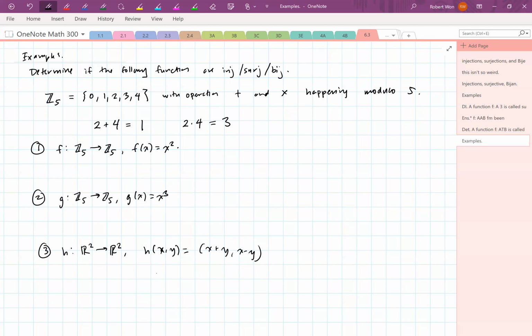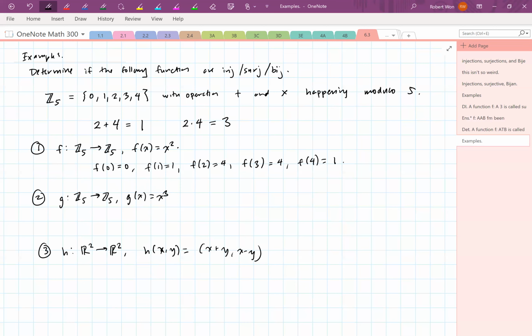Now, maybe you want an example, so let me talk about the first function. The nice thing about this function is that the domain and codomain are both finite sets. There's only 5 elements, and I can figure out exactly where each element goes. So what does this function do? f of 0 equals 0. That's what 0 squared is. f of 1 equals 1. f of 2 is 2 squared, that's 4. f of 3, that's 3 squared, that's 9, but modulo 5, that's 4. And f of 4 is 16, which is 1.